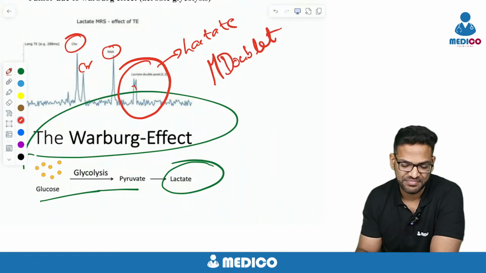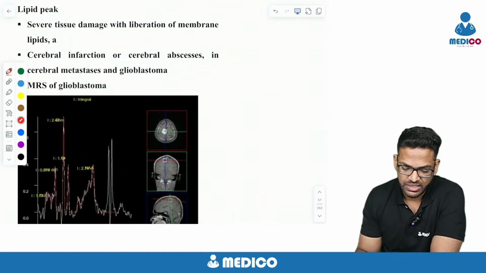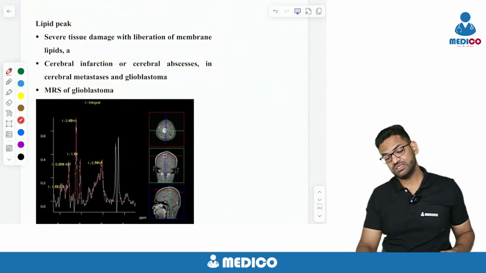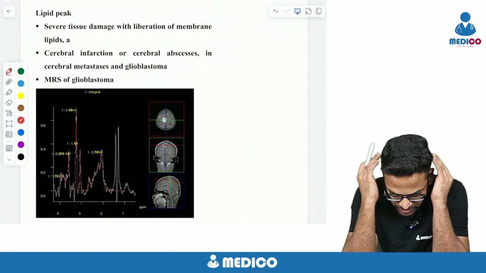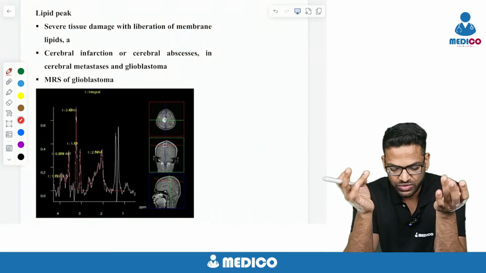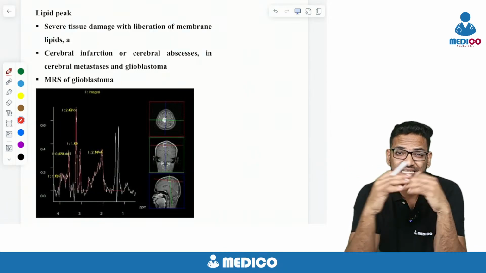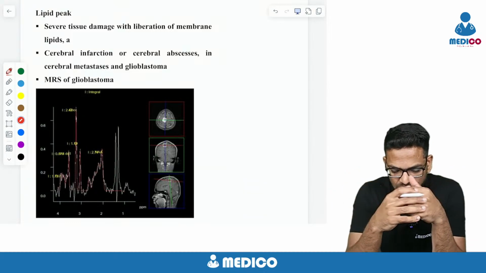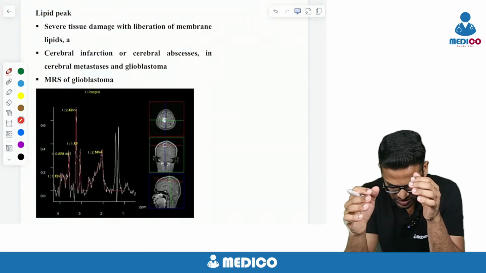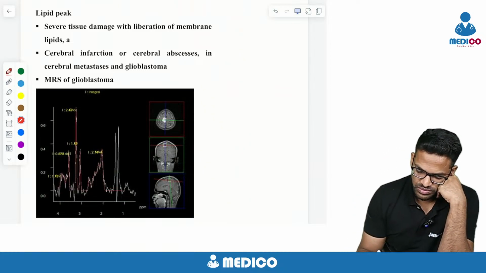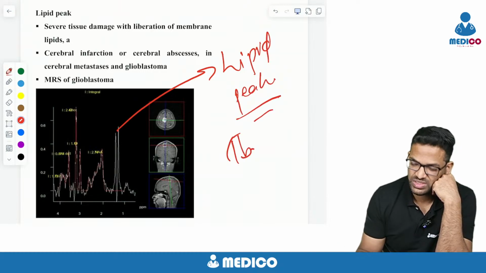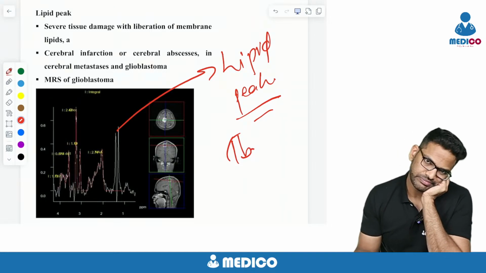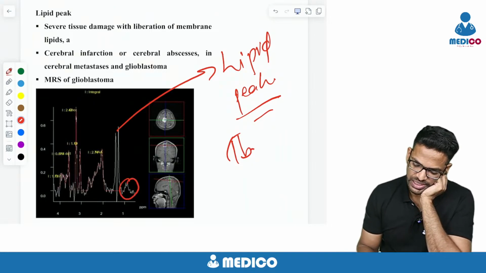All right, so we went past lactate. Next, one of the last things is the lipid peak. Now I want you to understand one thing. In abscesses, even in glioblastomas, even in things like caseous necrosis, lipid peaks will be high. So this is one of those peaks, the lipid peak. We use it mostly for TB, this caseous necrosis. So lipids will be there. This is a lactate doublet.